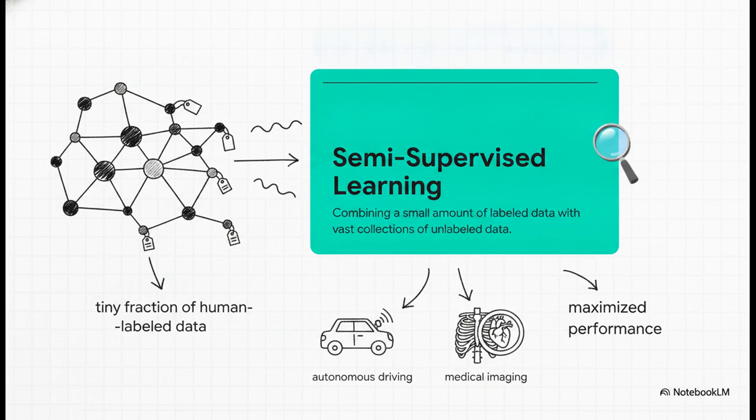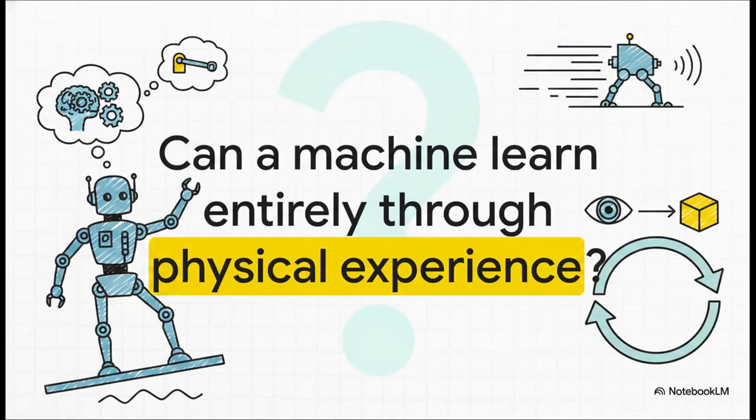The AI uses that tiny fraction of human-labeled data to get its bearings and then maps those findings out over the huge, unlabeled pool. It is a literal game-changer for stuff like autonomous driving. Okay, so that covers static datasets like spreadsheets and images.